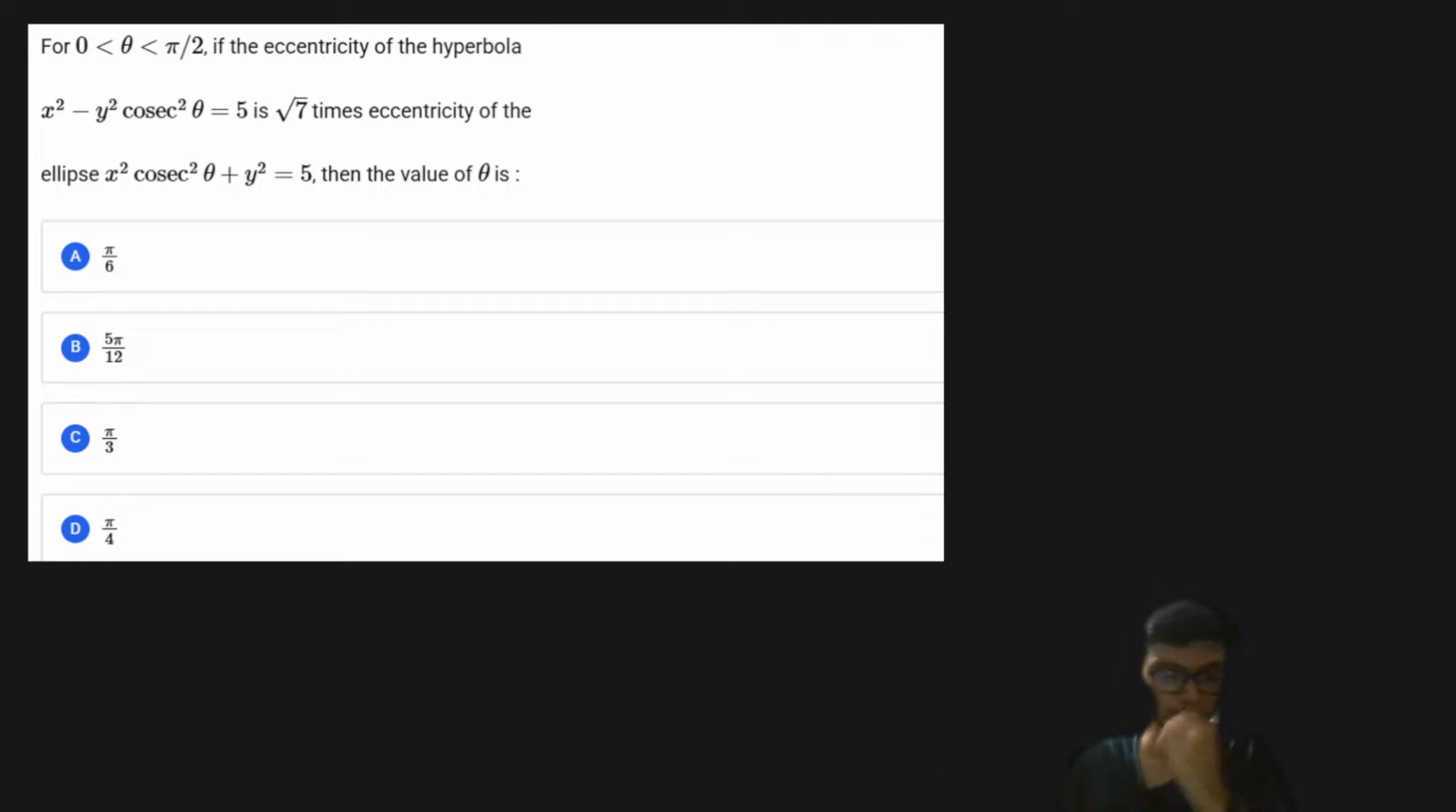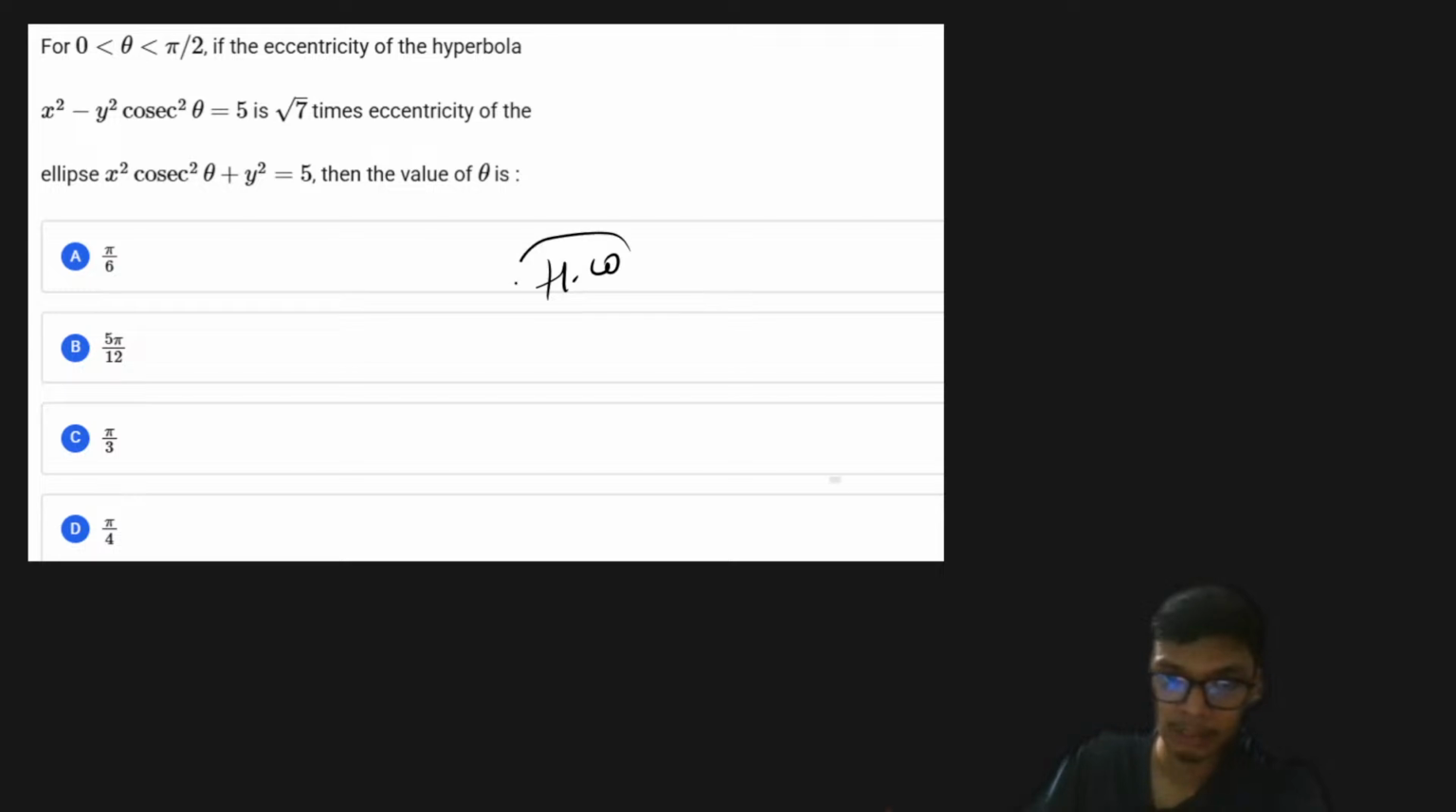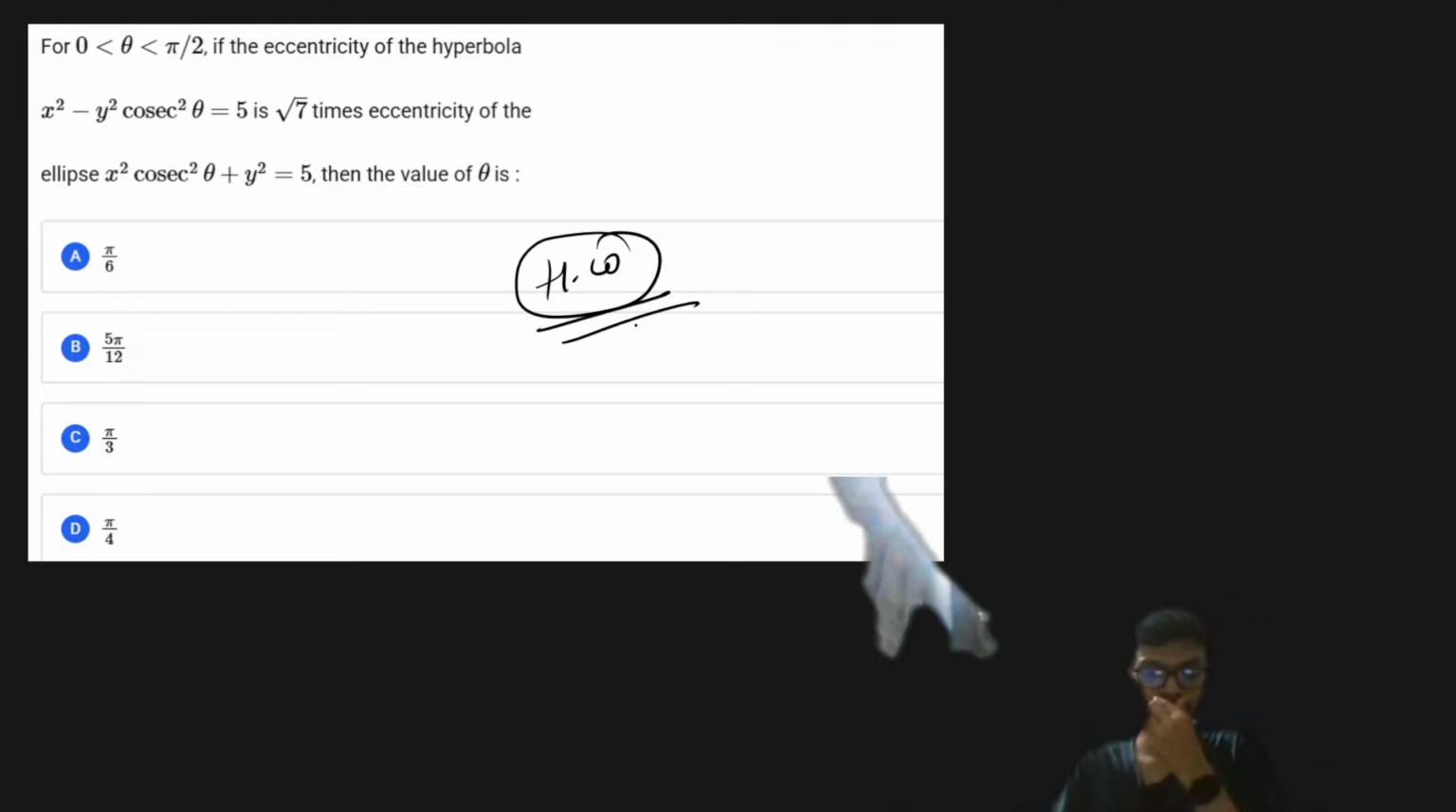I hope this is clear to all of you. So please try to solve this problem as a homework problem, and please let me know the answer you are getting for this particular part.